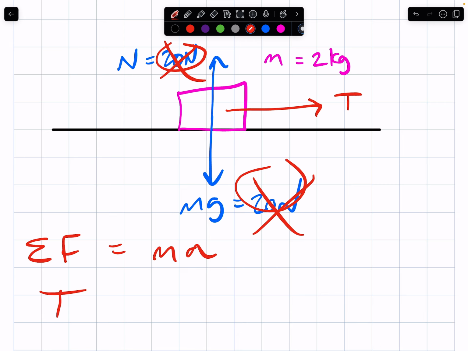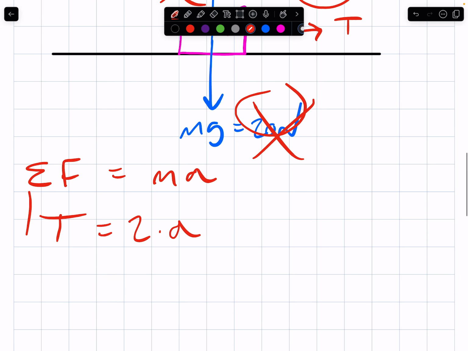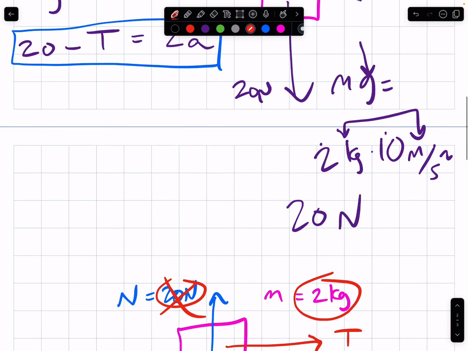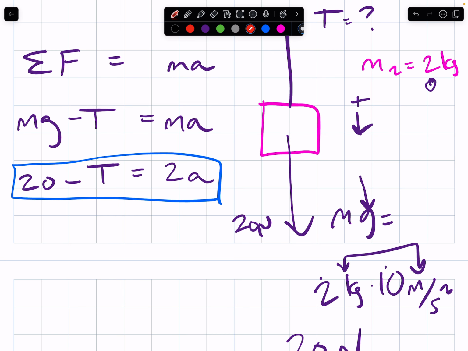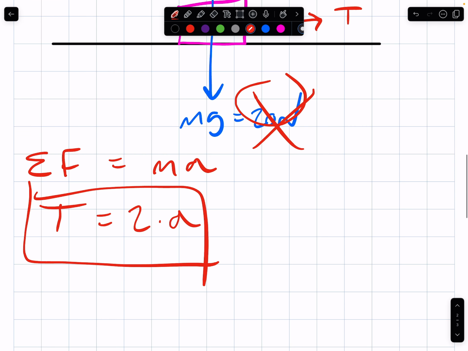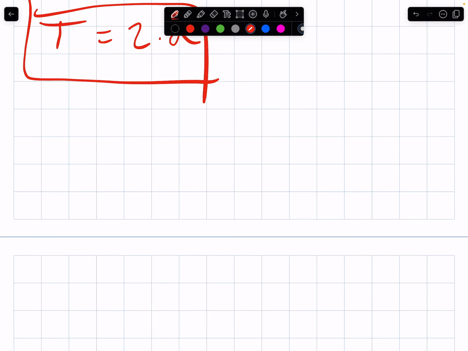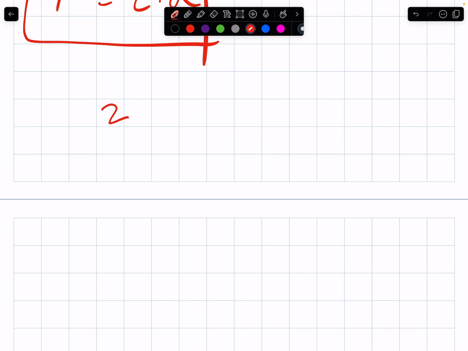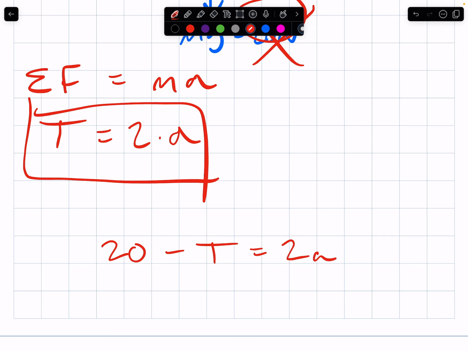So T is equal to, well, the M is 2, and A is A, and I don't know what that is. Yikes. So now you have two equations. One of them says that 20 minus T is equal to 2A. The other one says that T is equal to 2A. Let me write those two down here so you can see them all together. So 20 minus T is equal to 2A, and the other equation that's relevant is T equals 2A.